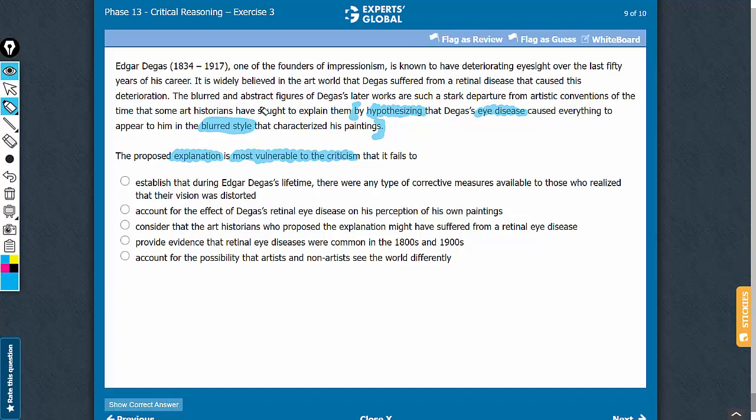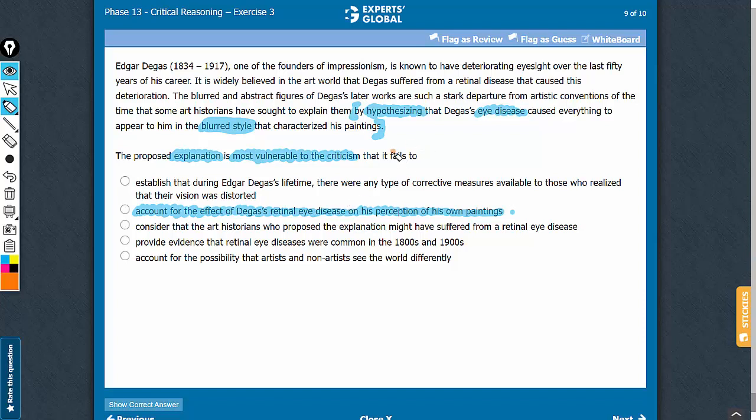And therefore, it is possible that he was deliberately painting blurred stuff. And therefore, this hypothesis here is weakened. And you see answer choice B here does exactly that. It questions why the effect of his eye disease did not affect his own perception of his paintings. B is likely the correct answer choice. Let's still look at other answer choices.